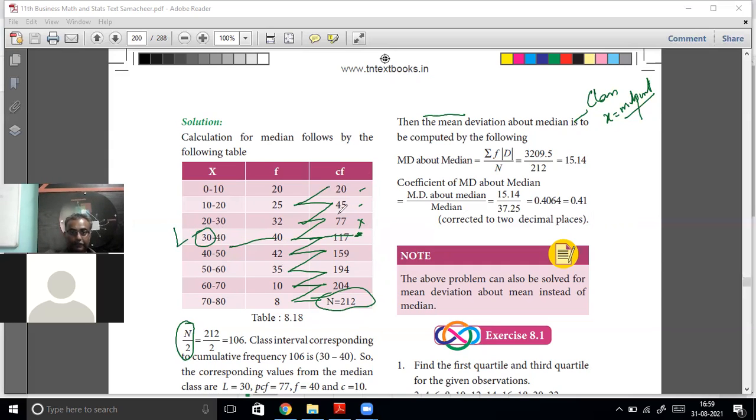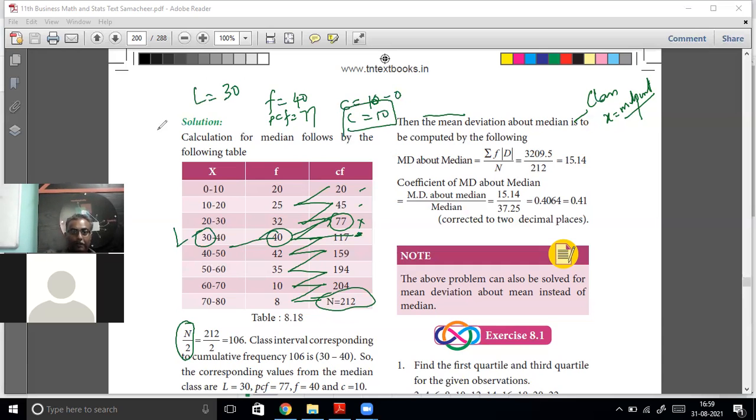Then PCF is equal to 77, the previous cumulative frequency. Then the current frequency F is equal to 40. L, the lower end, is equal to 30. Then the class interval is 10 minus 0, which is equal to 10.